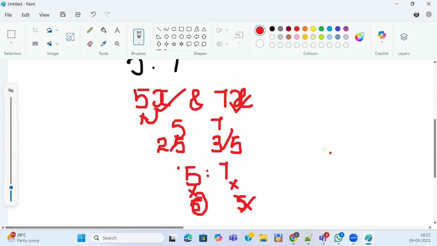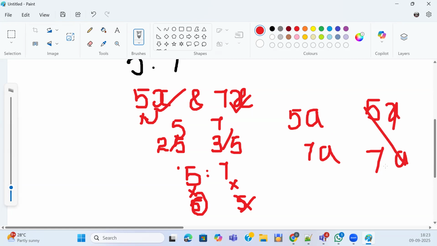Many variables? Can you tell me why? It's not mandatory to put x, but you can put any variable. You can say 5a and 7a also. But you should not put 5x and 7a. We should not take two different variables, because why? You should multiply with the same number, then only you will get the original number, right? That's why if you are multiplying 5 with x, the 7 also should be multiplied with x only.